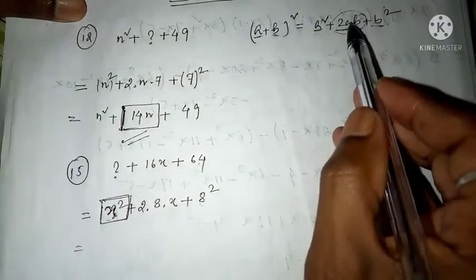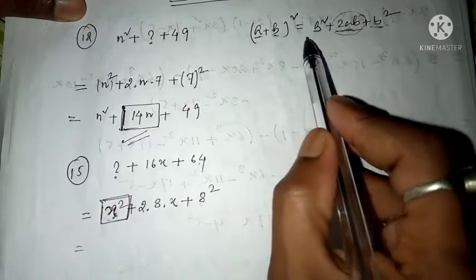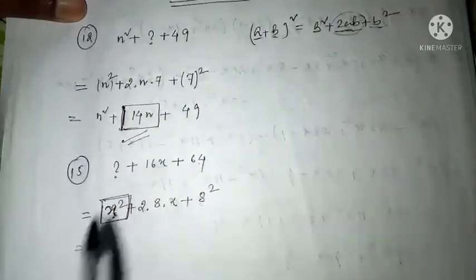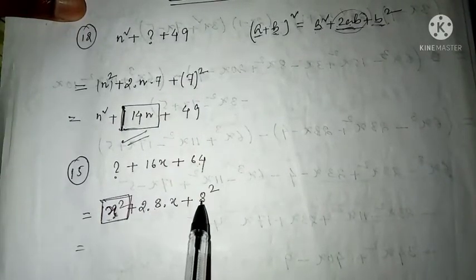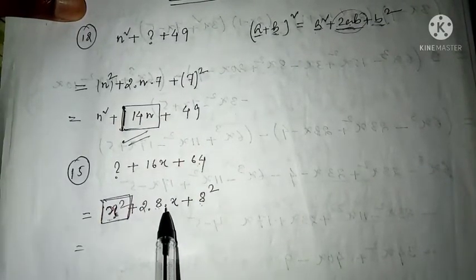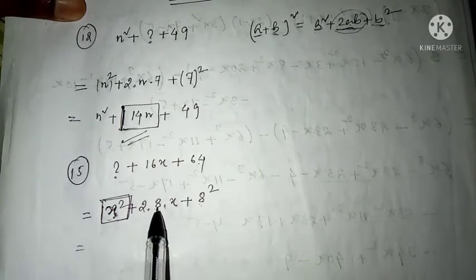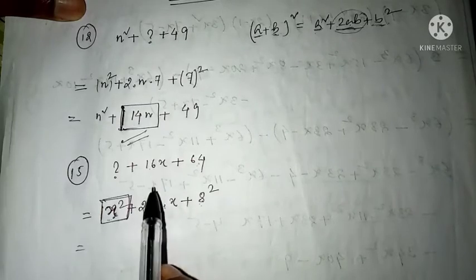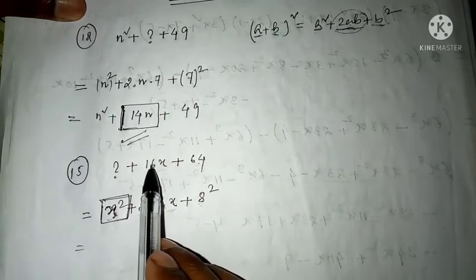Now according to the formula, I should write 2 times the first term, and you write here the third term, into something that may be there. Now see here, 2 into 8, that is your 16. That means this place should always be equal to this one. Now see, this is making 16.